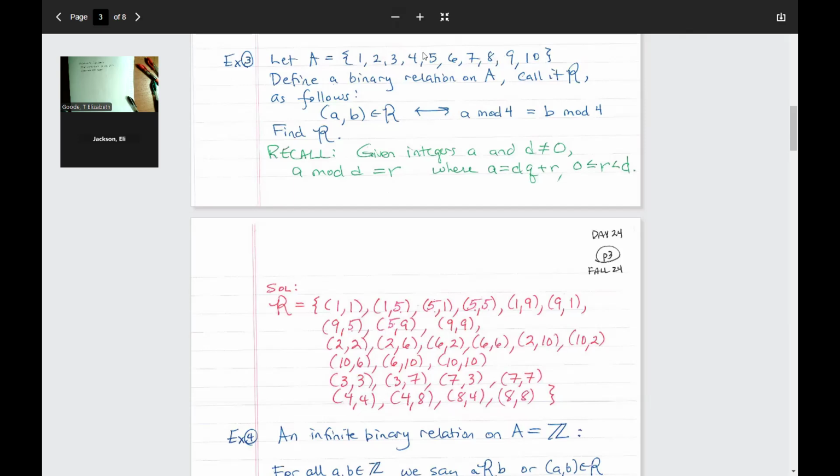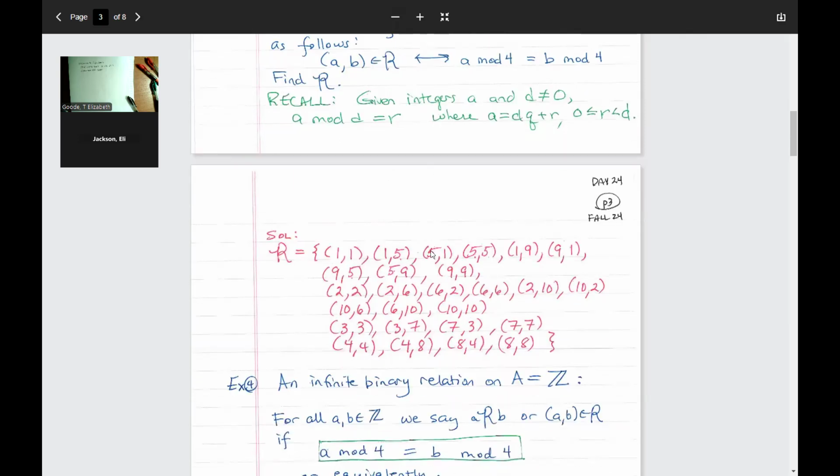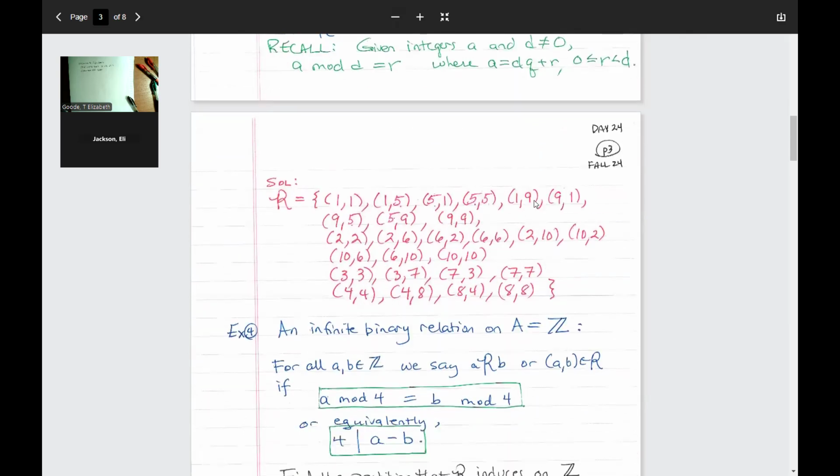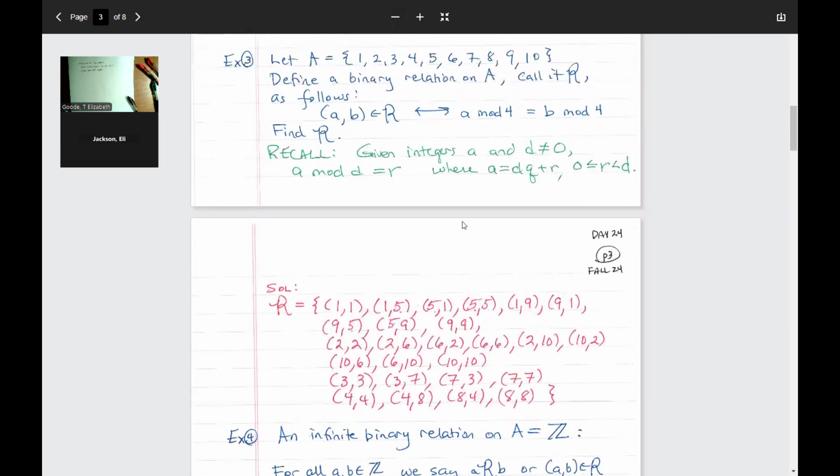See how they're separated by a jump of size 4 from each other? So 1 is related to 5, 5 is related to 1, and 5 is related to itself. 1 is related to 9, and 9 is related to 1, because they yield a remainder of 1. Their mod 4 is the same. And 5 and 9 are related, and 9 is related to itself. So all these first 2 lines of ordered pairs come from the fact that they all give the same remainder, namely 1, when divided by 4.